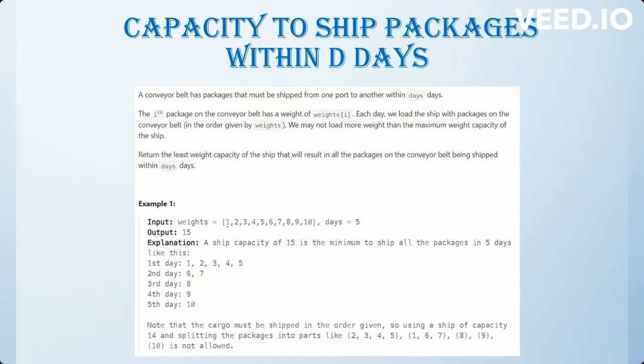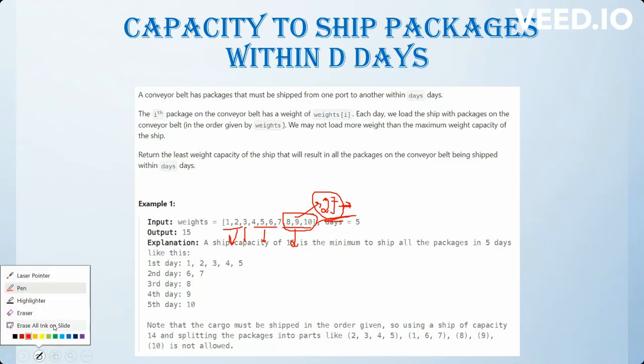What are other possibilities? We can send all these 10 in one day, where the weight will be 55. Else, we can send 10, 9, 8 in one day, 7, 6, 5 in one day, and 4, 3 separately in one day, 2, 1 separately in one day. So this has the maximum weight, which is 27. So the maximum weight is 27. Now what we need to do is minimize this maximum weight sent per day. So this is the question.